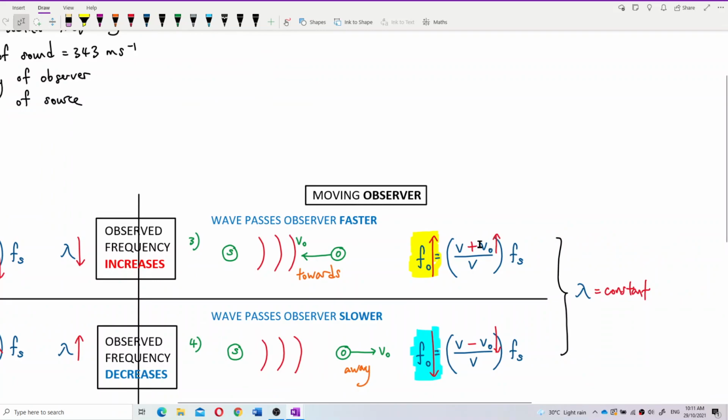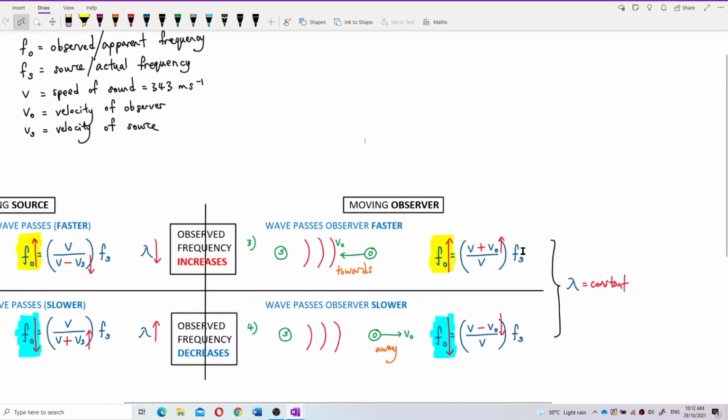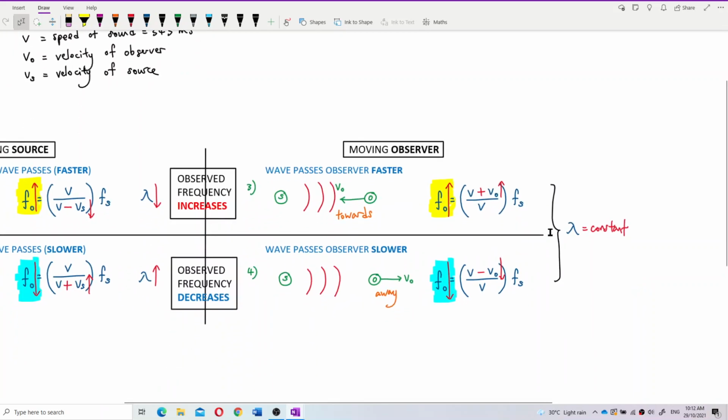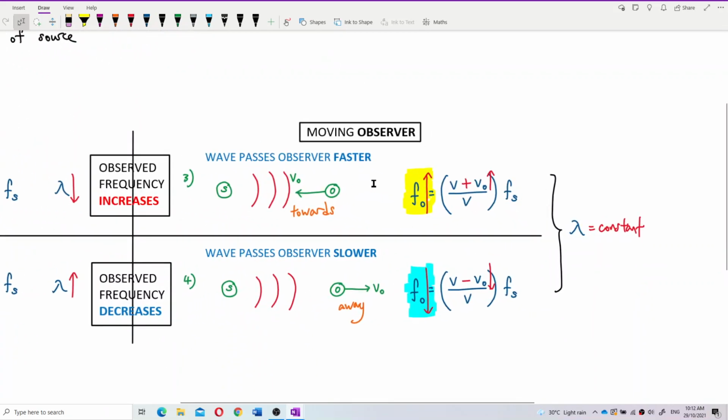So how do we make this value become bigger? We plus VO. So when we plus VO, the value at the top here becomes bigger. So our observed frequency increases. Okay, the observed frequency increases. Okay. Now that's for the third situation.